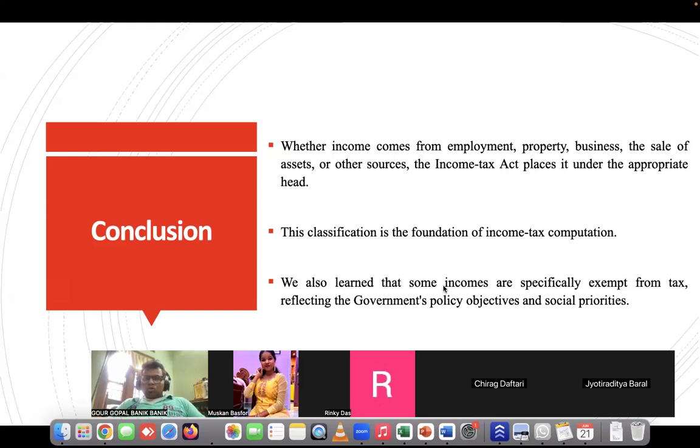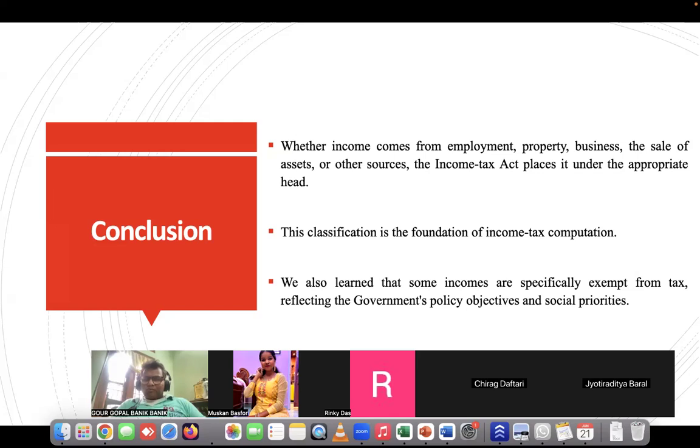Read this line aloud, someone please read the whole thing. Whether income comes from employment, property, business, the sale of assets, or other sources, the Income Tax Act places it under the appropriate head. This classification is the foundation of income tax computation.